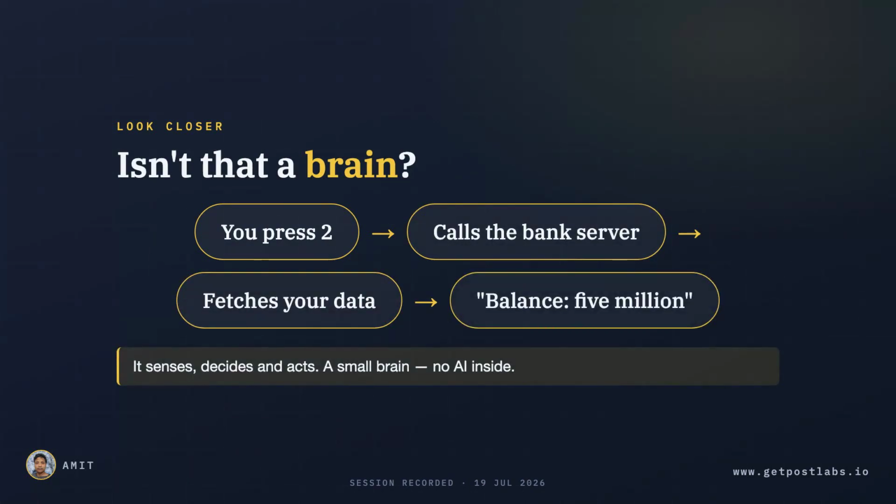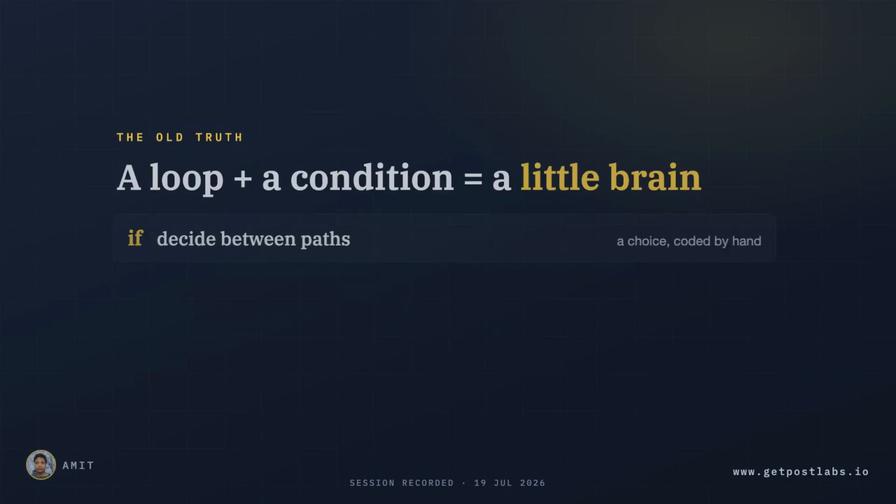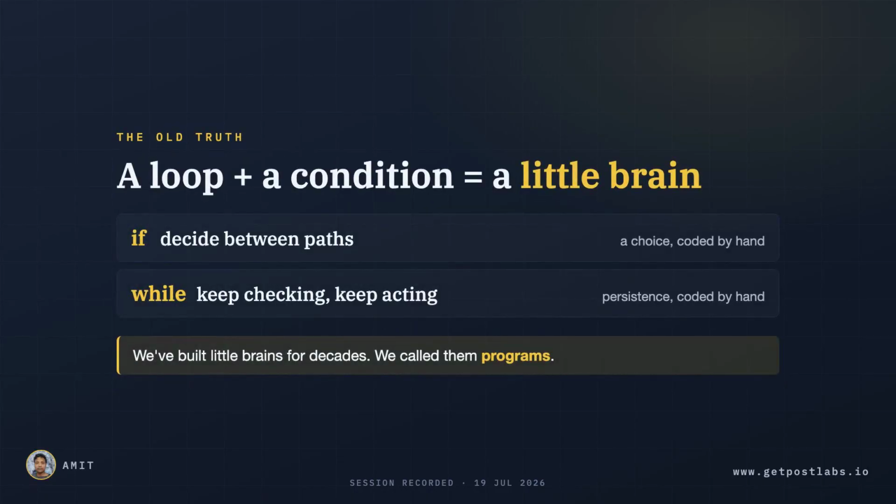You press 2. It calls the bank's server, fetches your data, and speaks. Your balance is 5 million. It senses, it decides, it acts. Isn't that a brain? It is. A small one. And that's the point. Even a small program with a loop and a condition is already a little bit of brain that you have put in. We've been building these little brains for decades. We just called them programs.